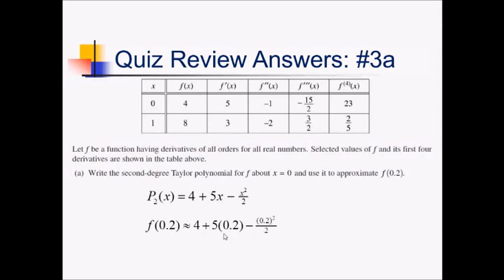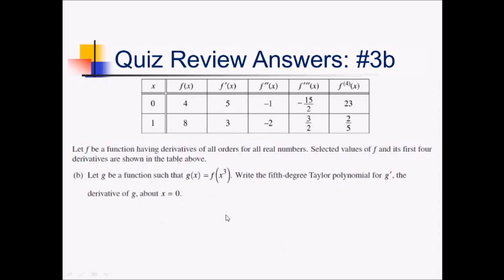But if I did want to simplify, let's see, this is going to be 4 plus, this is going to be 1, so that's 5, which isn't horrible to deal with. This stuff over here, though, 0.2 squared, that's 0.04. Divided by 2, that's 0.02. So we have 5 minus 0.02, which is 4.98, if I really felt the need to simplify all that.